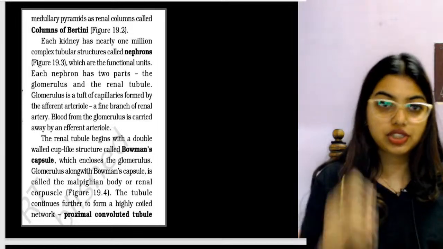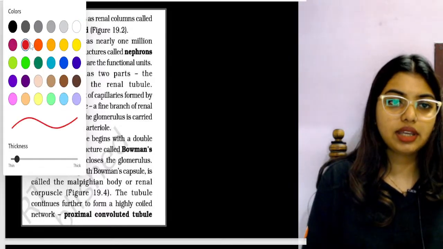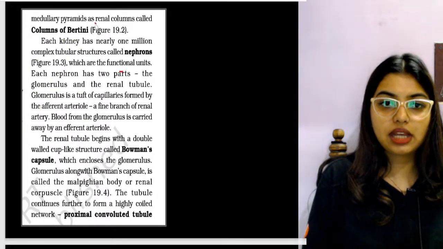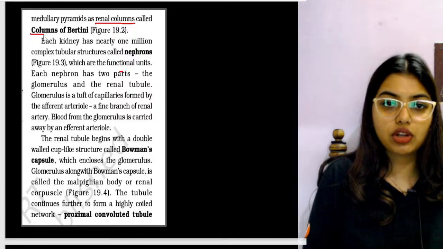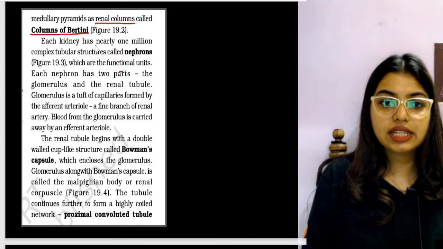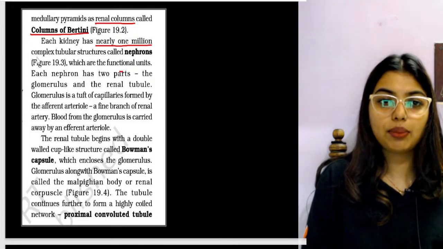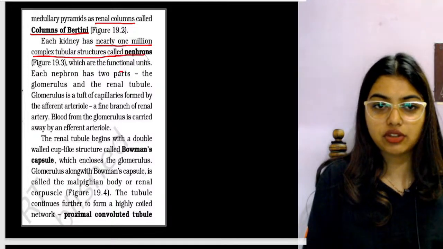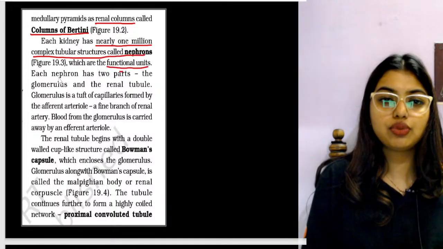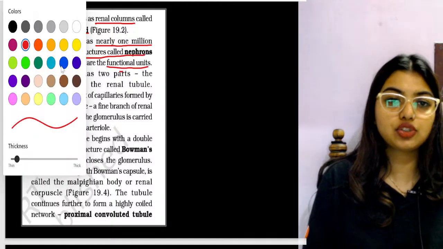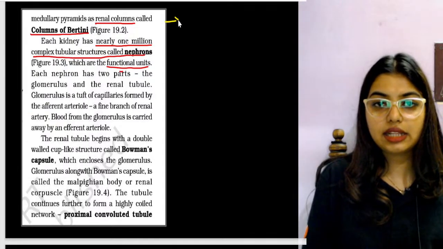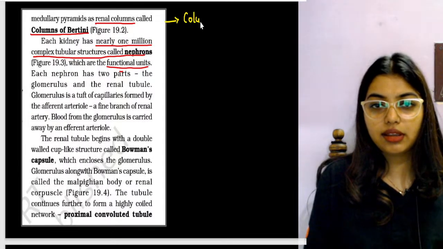Now, some more structures of your kidney. Now students, medullary pyramids are separated by renal columns called columns of Bertini. Each kidney has nearly 1 million complex tubular structures called nephrons, and nephrons are the functional units of the kidney. Each nephron has two parts. So here they are telling there is a column of Bertini.